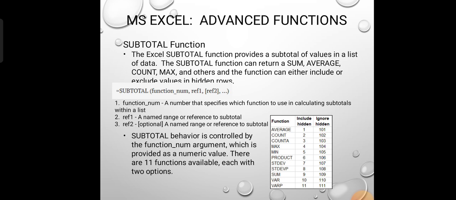Then the SUBTOTAL function. The SUBTOTAL function is useful in Excel. It gives a subtotal of values in a list or data. The SUBTOTAL function can return a sum, average, count, max and others, and the functions can either include or exclude hidden rows. So SUBTOTAL behavior is controlled by the function number argument. There are 11 functions available with the two options. So average, count, max, minimum.